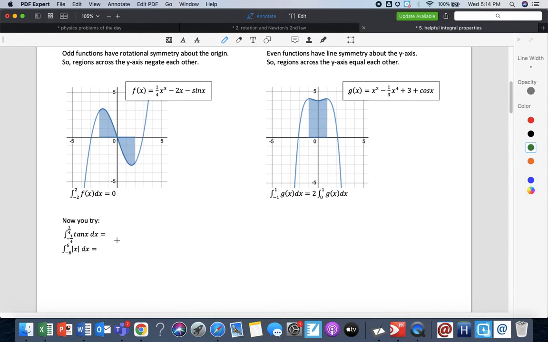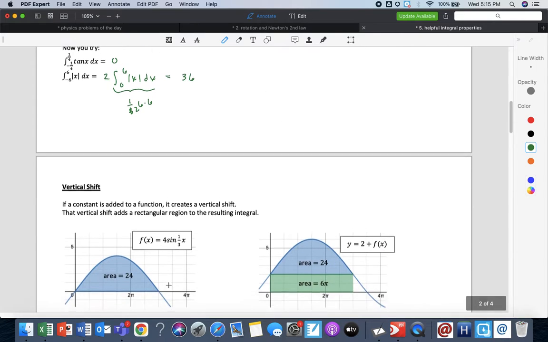So you can try a couple here. You could pause the video, but I'll go ahead and work these out. The tangent function is actually an odd function because it's an odd function divided by an even function, sine over cosine. So if you integrate from a negative value to its corresponding positive value, that area will be 0. The absolute value function is an even function, so it'll be equal to 2 times the integral from 0 to 6 under the absolute value function. And this is a triangle which has dimensions 6 and 6, so it's going to be 1/2 6 times 6, which is 18, and 18 times 2 is 36.